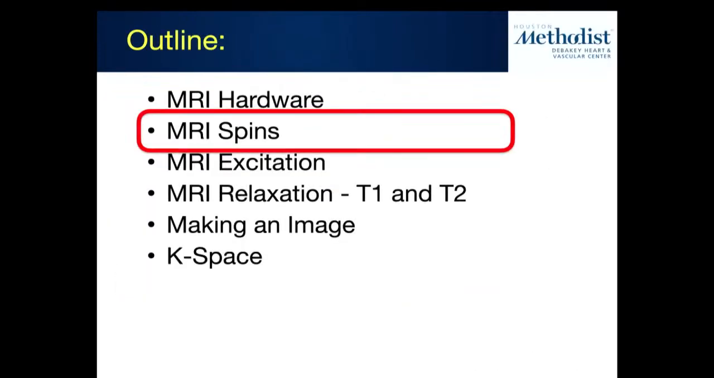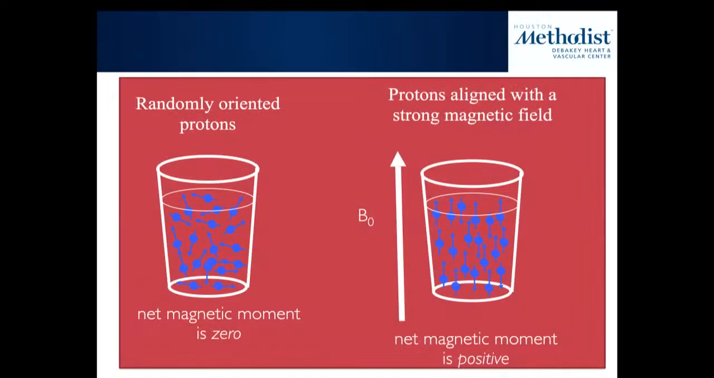Okay, so we talked about the hardware. Let's talk about this concept of MRI spins, all right? And the idea is if you have a glass of water, all right, and it has no magnetic field, then the water or the protons are going to be just randomly spinning around, right? Now what happens when I apply a magnetic field, it causes then everything to align in the direction of the magnetic field.